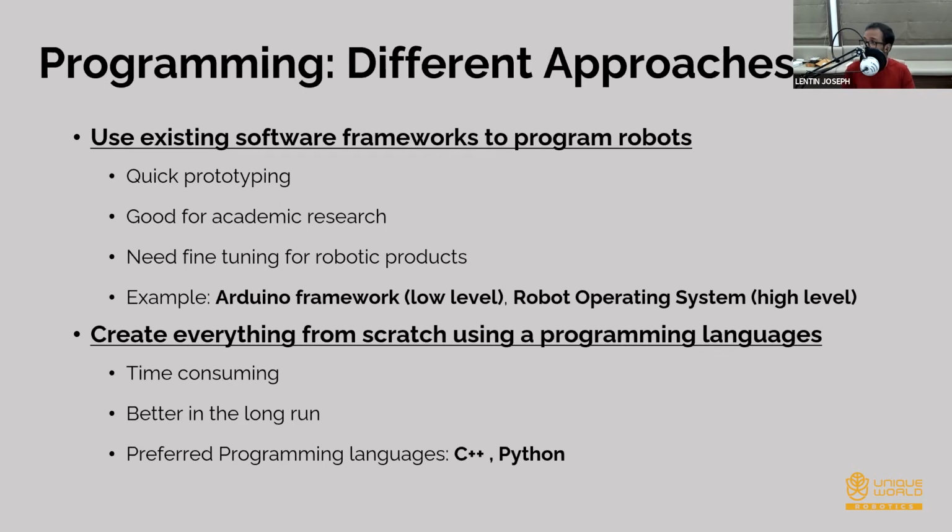What is the advantage of using existing components? It will be very fast, right? We don't need to reinvent the wheel. That is the terminology I have to use. If I already created a program for a robot, then you don't need to reinvent the same.